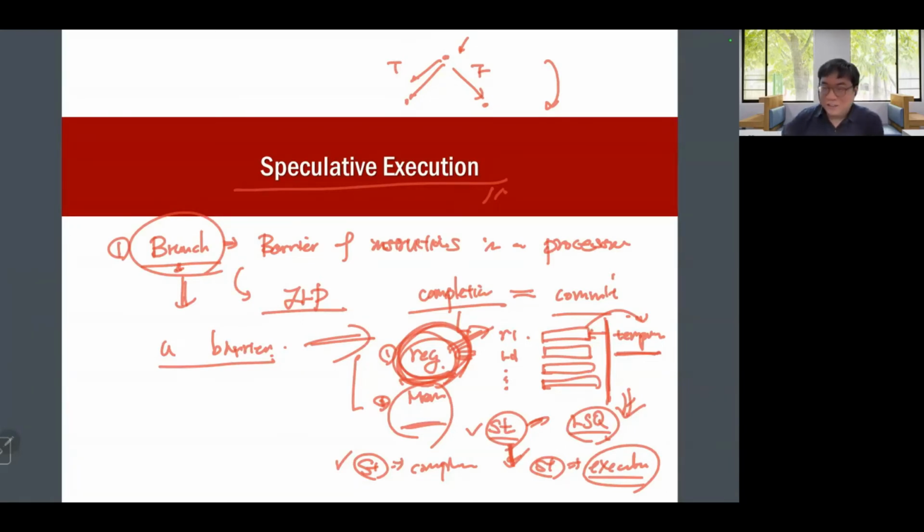Okay. Actually, this part is the very important part. Understanding the behavior of the ROB is critical for understanding how the out-of-order processor works in modern processor architecture.